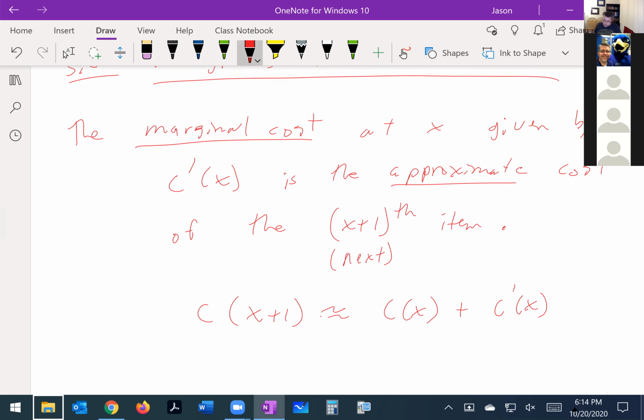Okay, so the marginal cost at x, given by c prime of x, is an approximation of the change in cost, okay, from say the 10th item to the 11th item. Basically, how much does it cost for me to produce the 11th item based on how much it cost to produce the 10th item?